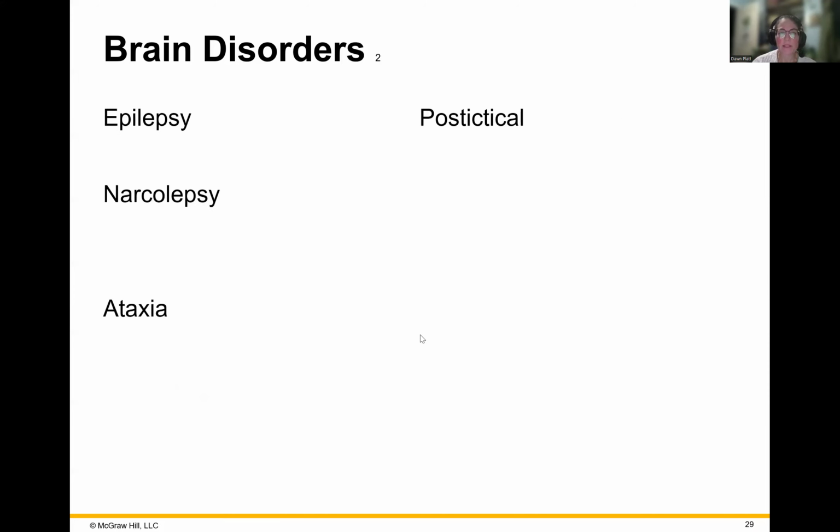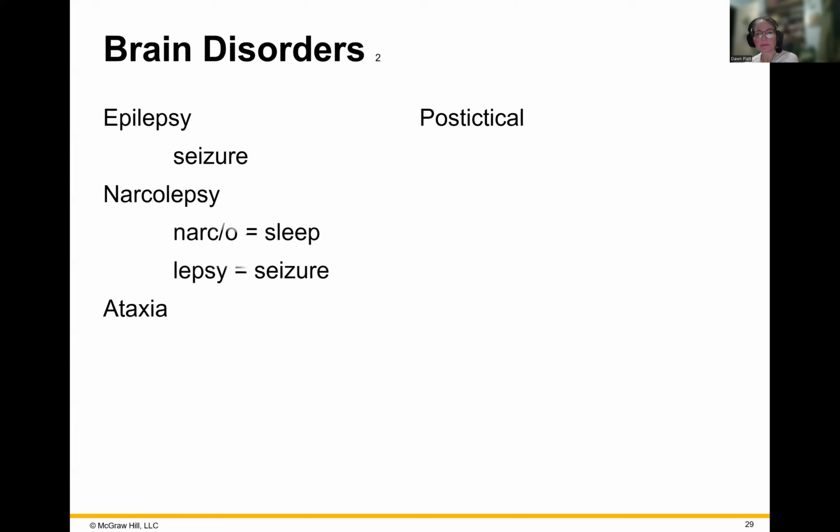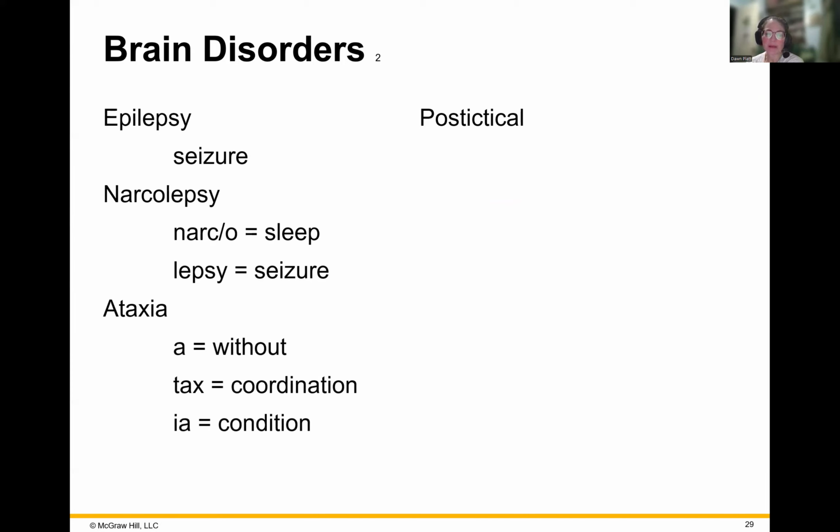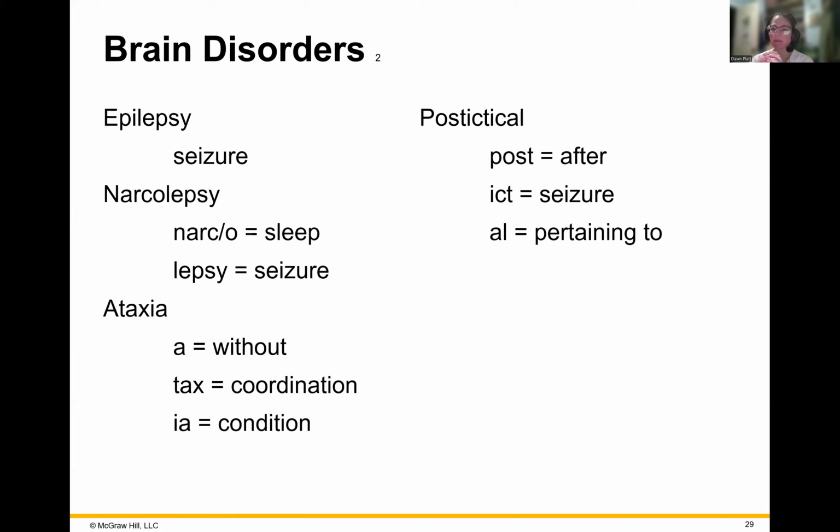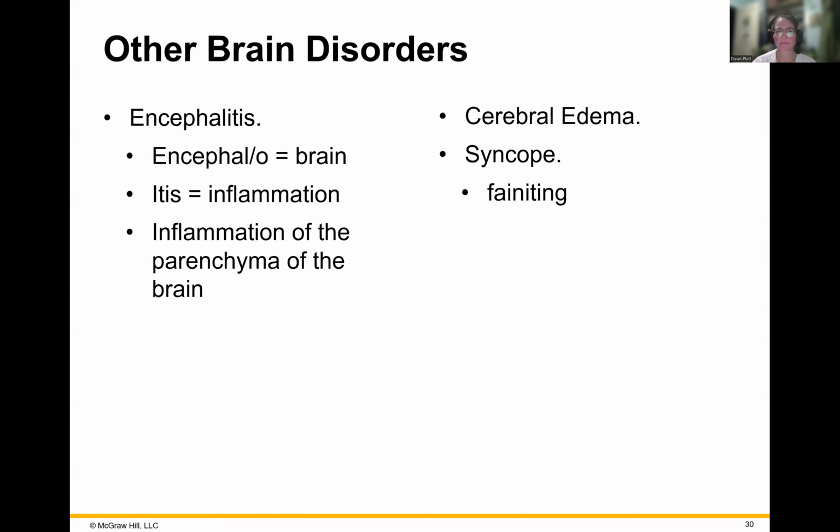Other brain disorders, let's take a look. We have epilepsy, narcolepsy, ataxia, post-ictal. The term post-ictal refers to the time frame after you have a seizure where you're still having the effects of the seizure. Encephalitis, cerebral edema, and then there's syncope.